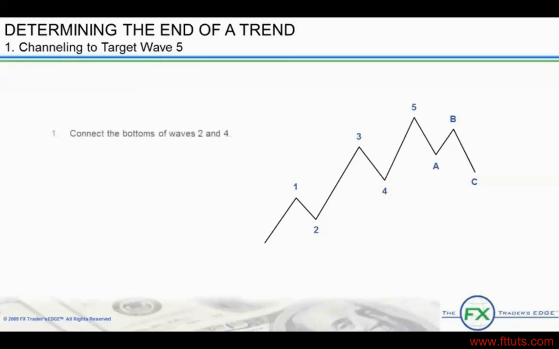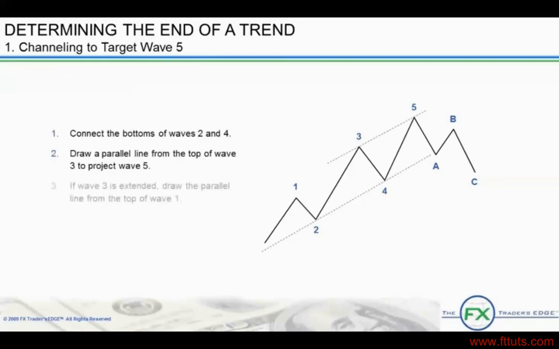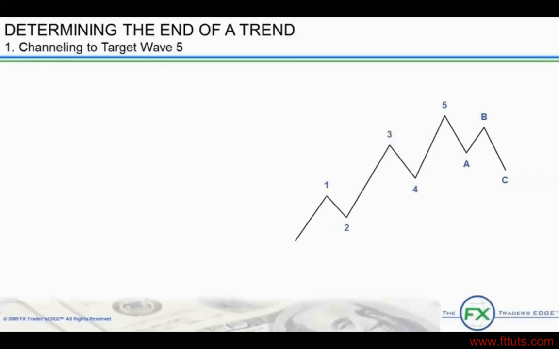The first step is to connect the bottoms of waves 2 and 4. The next step is to draw a parallel line off the top of wave 3 to project wave 5. If, however, wave 3 is extended, draw the parallel line off the top of wave 1. Using both channels actually gives a price zone targeting the end of wave 5. There are some variations to this technique which have gathered attention.